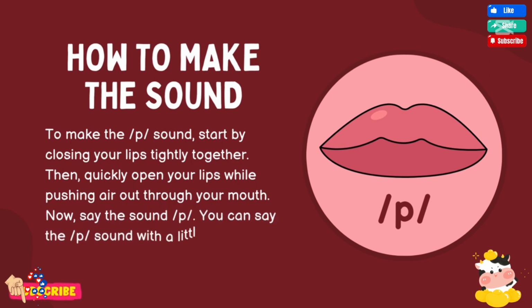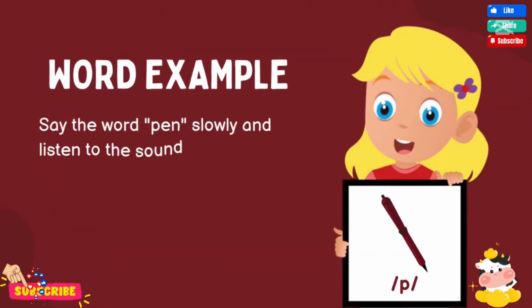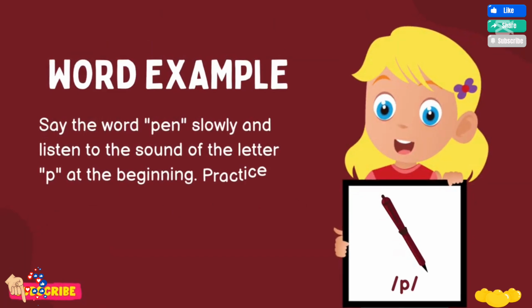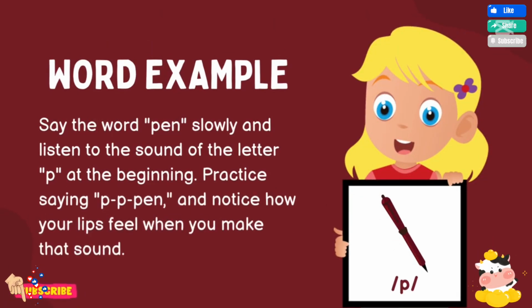Now, say the sound P. You can say the P sound with a little burst of air, like this. P. Word example. Say the word pen slowly and listen to the sound of the letter P at the beginning. Practice saying P, pen, and notice how your lips feel when you make that sound.